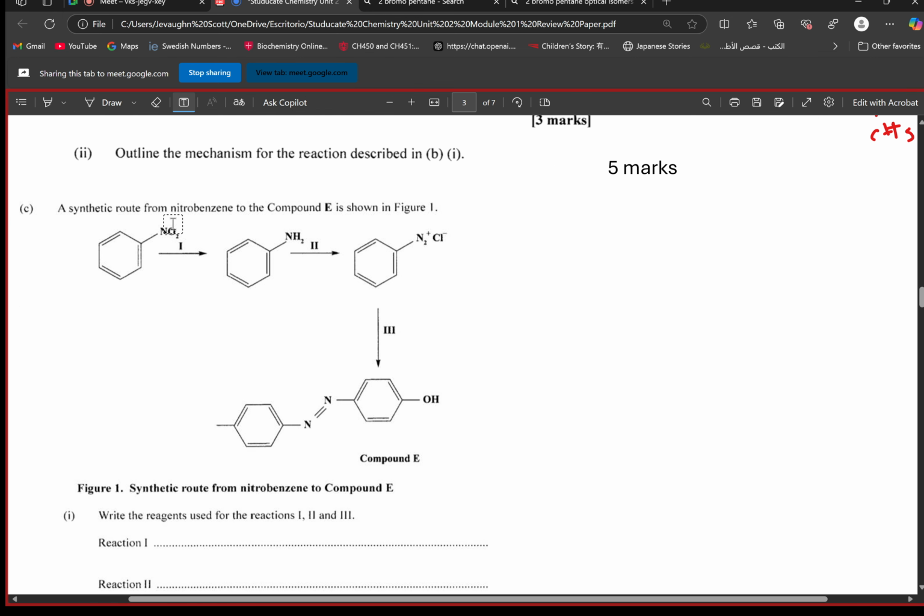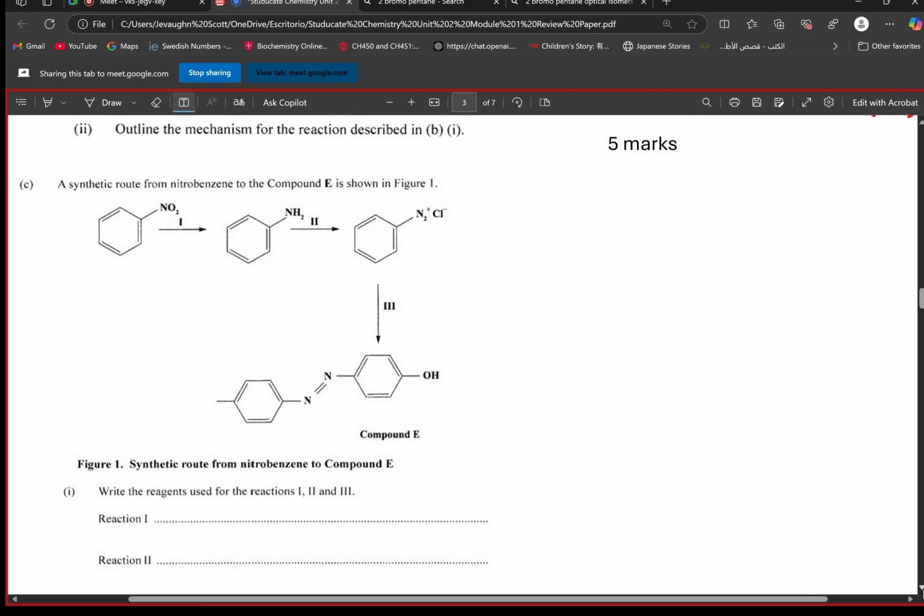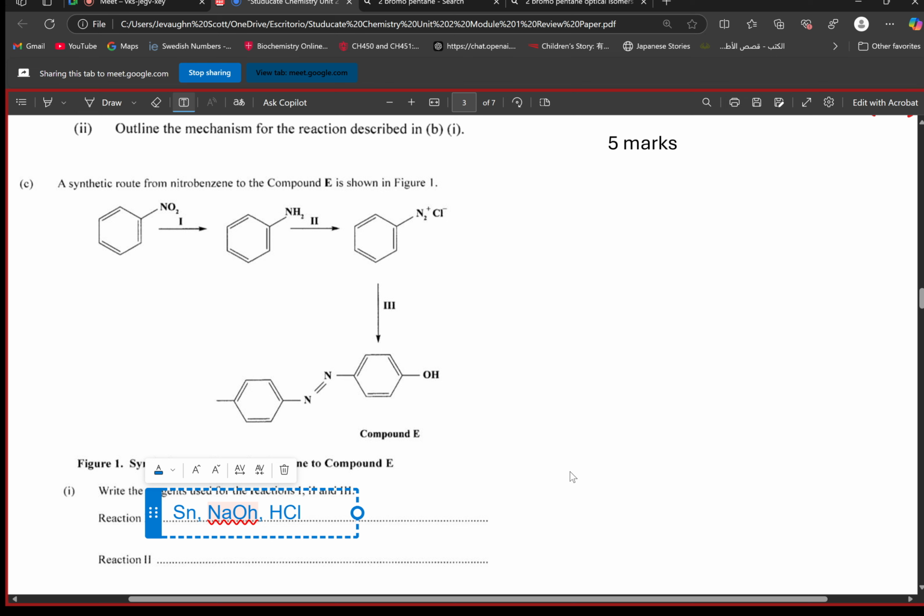Here we have an entire reaction chain. We have nitrobenzene to phenylamine, then the benzene diazonium chloride to produce this molecule. What's the name of this compound, compound E? Anyone? Do you know what is the name of compound E? You guys need to know these. Wait, is this correct? Are you guys understanding what's happening?